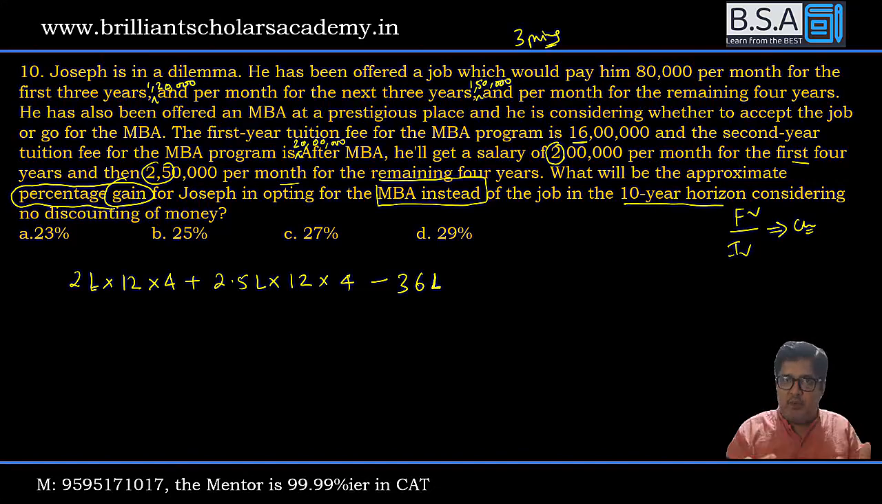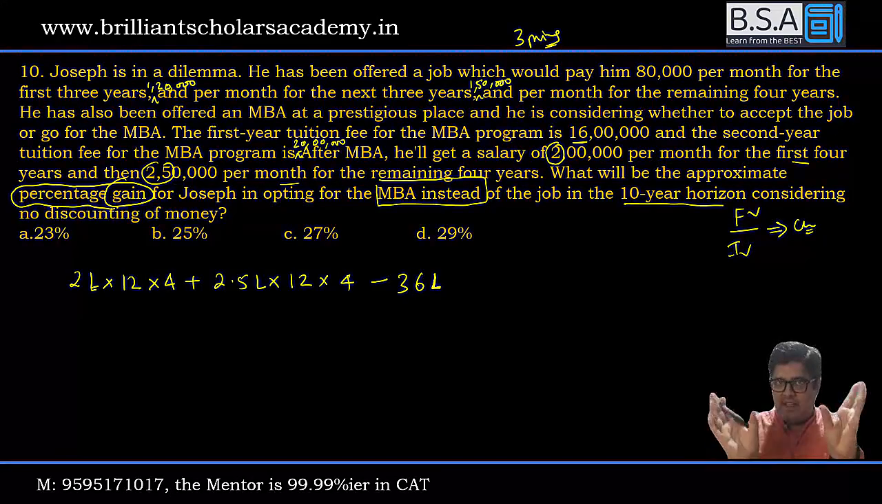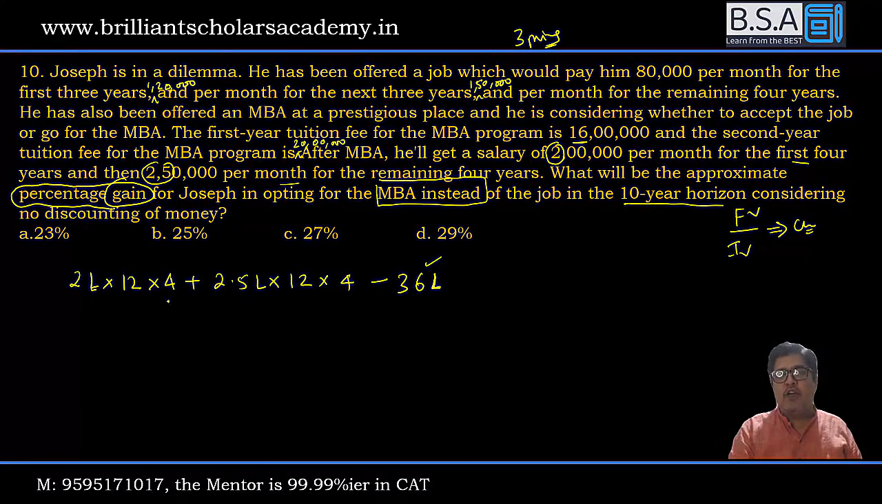So what is the numerator? The 10-year horizon. 2 years go to MBA because the question takes a 10-year horizon. 2 years for MBA, this is the cost involved. 4 years, 4 years of earning. This is your final value of the numerator.